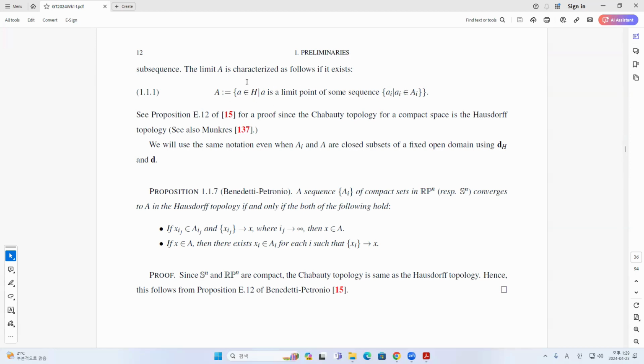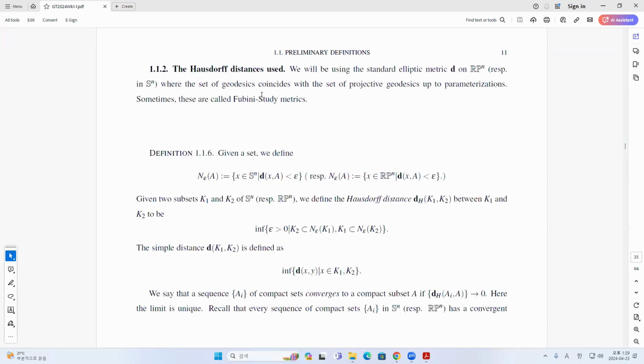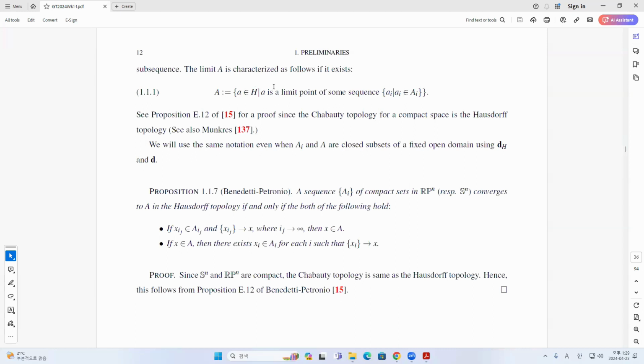So you look at all the points in, maybe I should just say this is Sn. So the limit points of all the sequences of the points. If it exists, then it has to be this set. And this is of course proven in some other book by Benedetto and Petronio for the Chabauty topology, but the Chabauty topology for compact space is the Hausdorff topology, so you can use that theorem here.